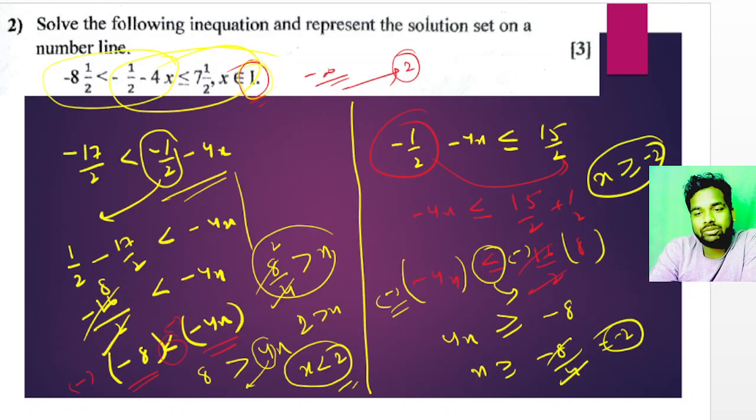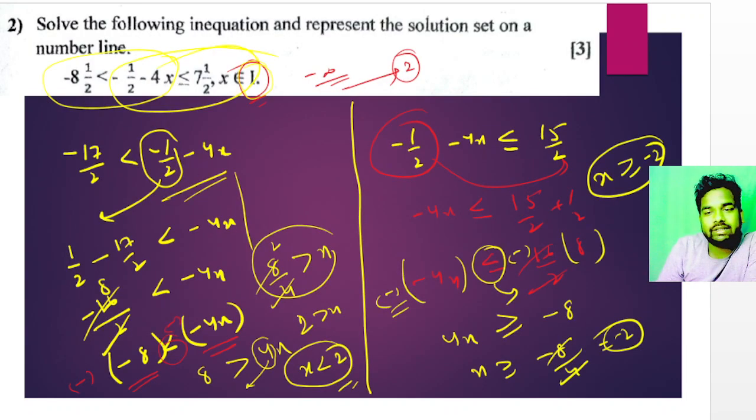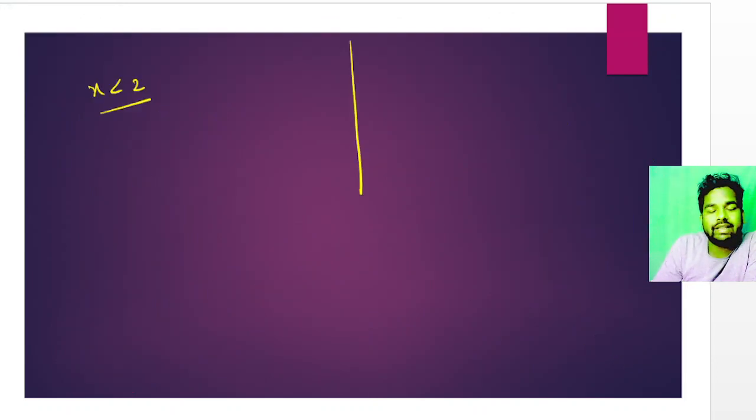The first line is saying that x is, you can see here in the question, x is less than 2, and the second line is going to say that x is greater than minus 2. So we can say that x is greater than or equal to minus 2.